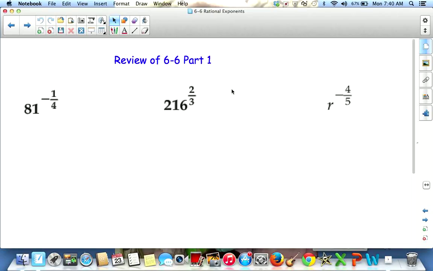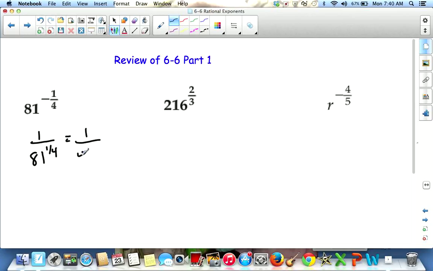We're going to finish up 6-6 here. So this is part 1. This is part 2, but this is a review of part 1. So remember that whatever the denominator is in your rational exponent goes to the outside here. So this is a negative exponent, so it's going to be written as 1 over 81 to the 1/4, which is the same as 1 over the 4th root of 81, because the denominator goes on the outside, or is our index. So again, if you need to rewatch that, please do so.